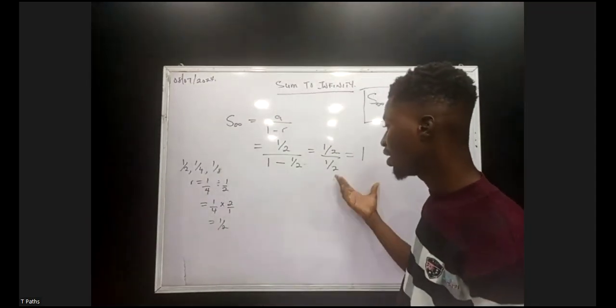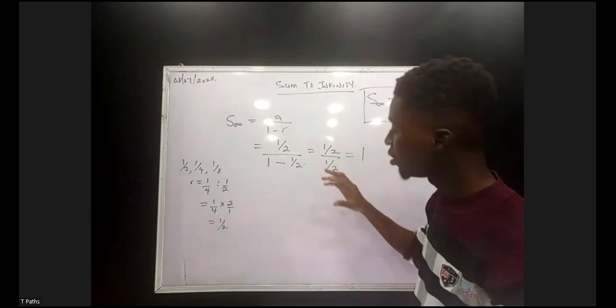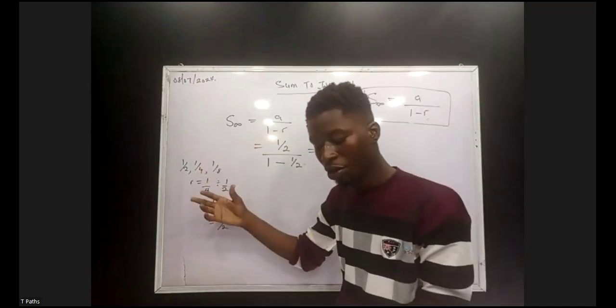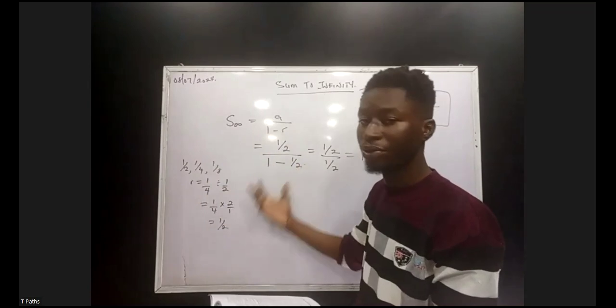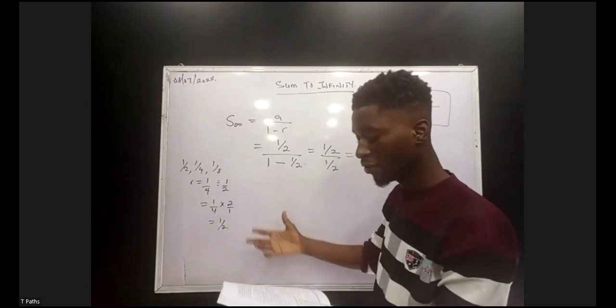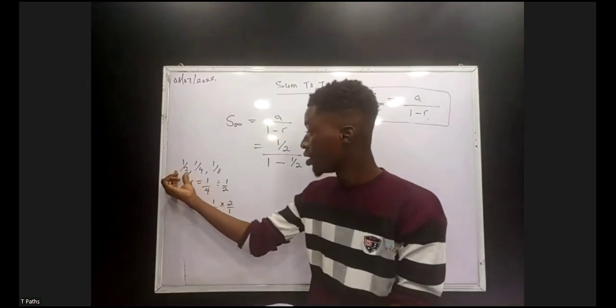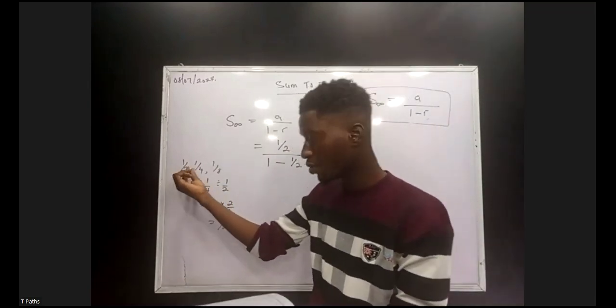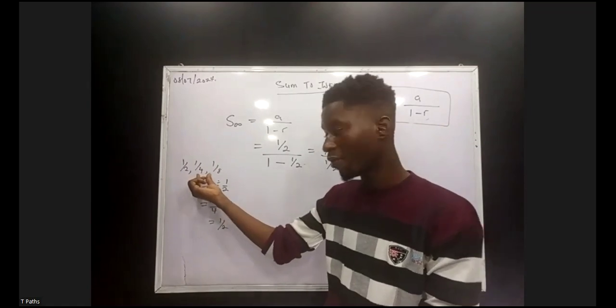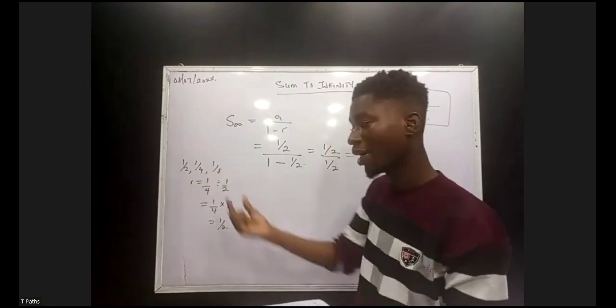Okay, so now let me explain this again. Find the sum of the infinite progression. In the series, I'm given the first term to be 1 over 2, the second term 1 over 4, the third term 1 over 8.